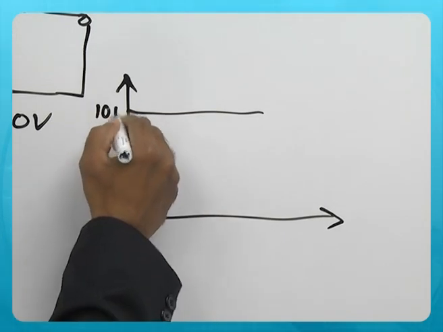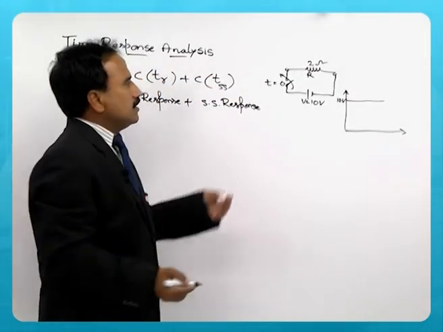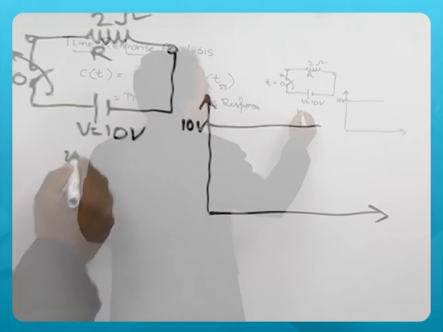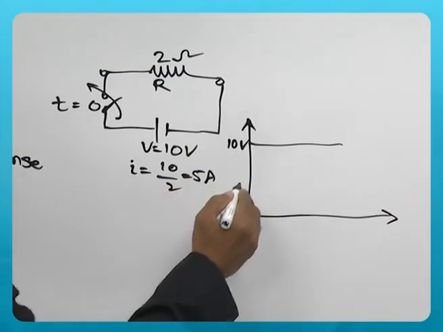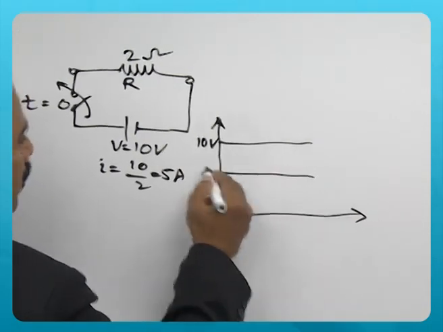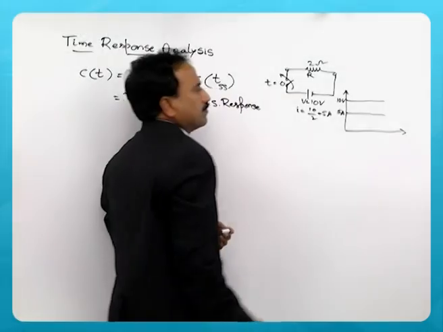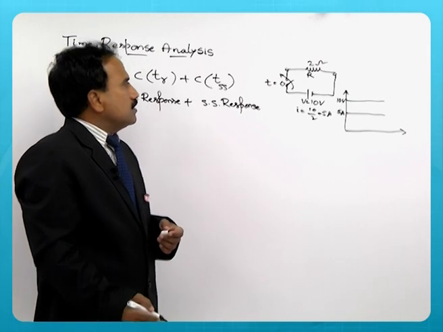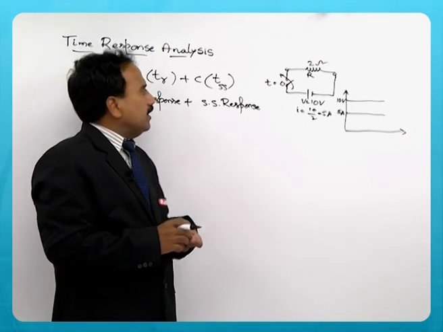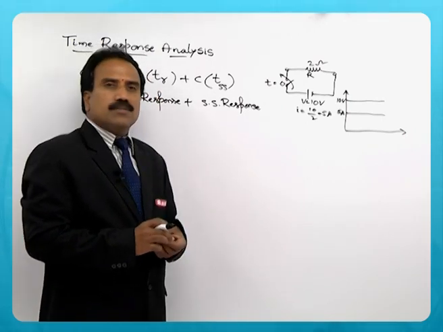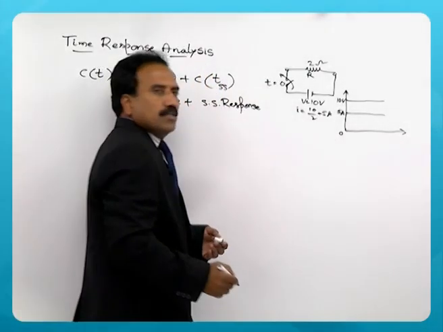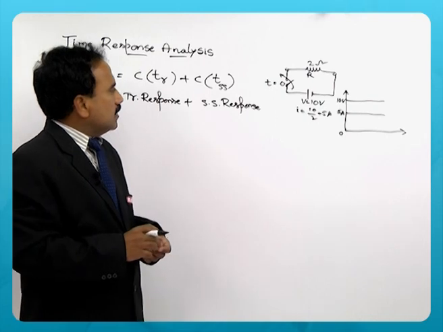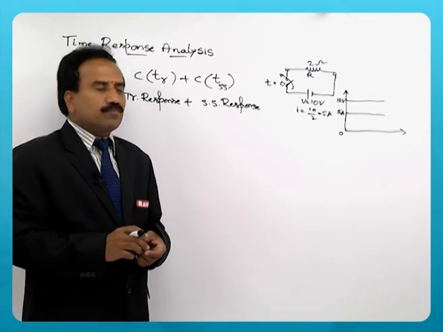V is 10 volts, so the current is 10 by 2, which is 5 amperes, and that 5 amperes is marked somewhere on the axis. So, it is instantaneous. The current in a resistive circuit is 0, and it reaches 5 amperes in 0 time, and the steady state current is 5 amperes.